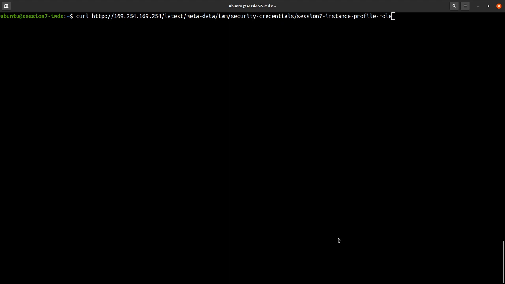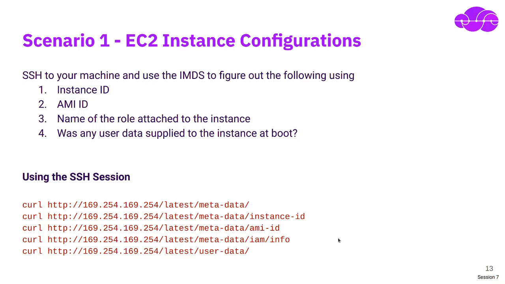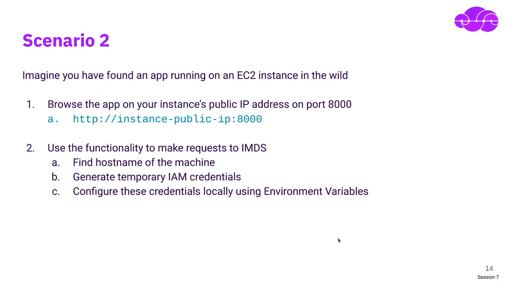Okay, let's try and do that a little differently, as attackers go. Imagine that you found an app, the HR portal for example, and it has an SSRF in the worst case scenario. Imagine you found an app running on an EC2 instance in the wild. In your case, the app is deployed to port 8000 on your machine. So browse to port 8000 from your systems on your public IP address.